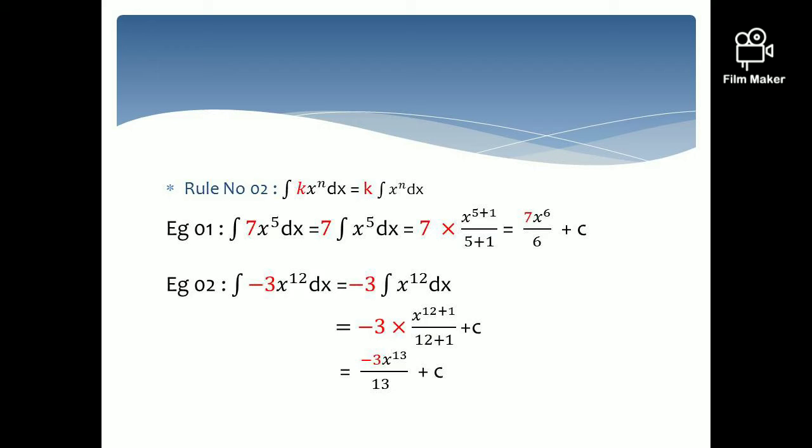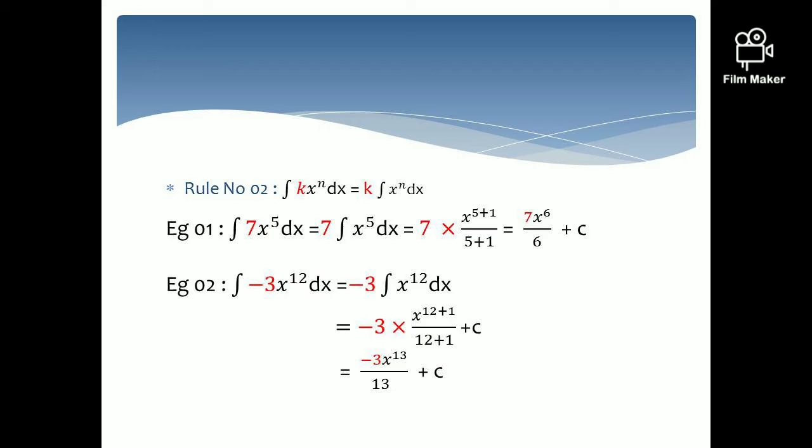Let's try to understand rule number 2. Rule number 2 is: if there is a constant multiplied with x to the power n, how to do this integration. It's pretty simple. In the same way as we did in differentiation, take this k out of the integration. That means the integration of k x to the power n dx turns into k times the integration of x to the power n dx. Then you can simply integrate x to the power n dx and multiply with k.